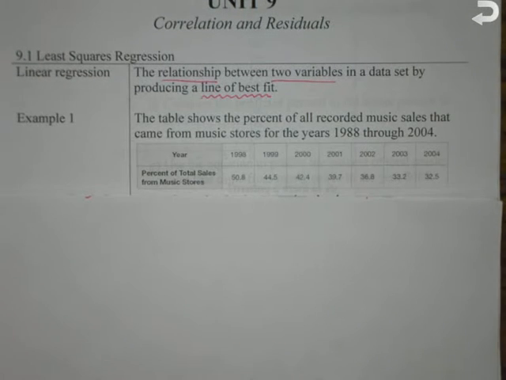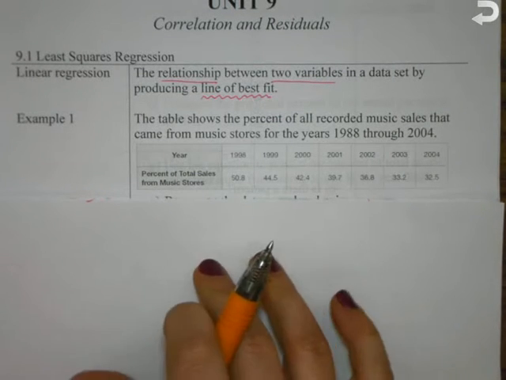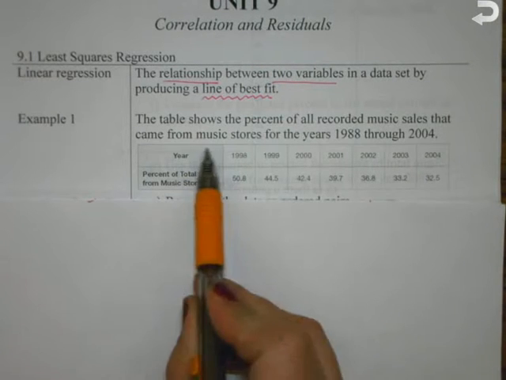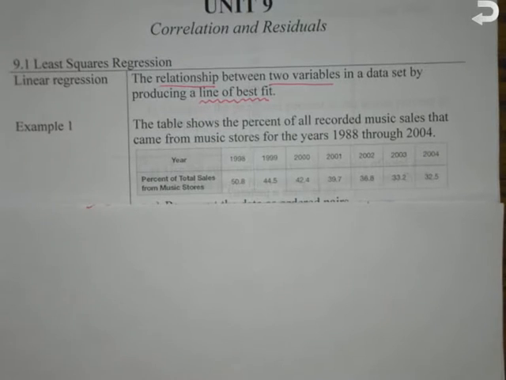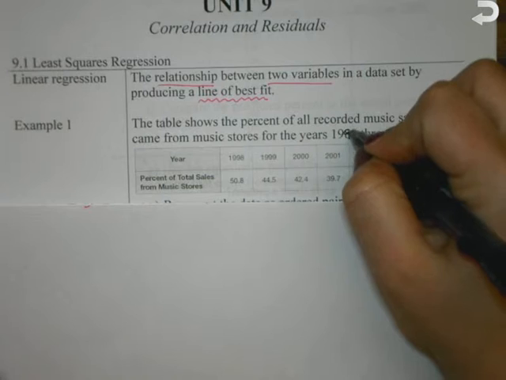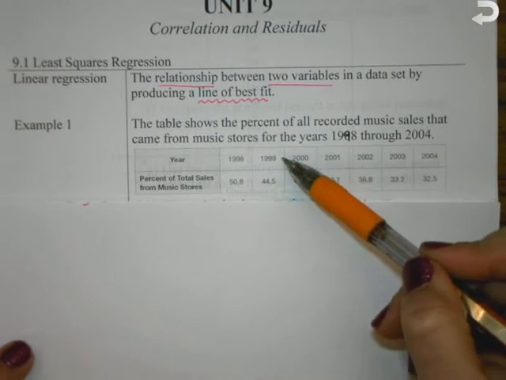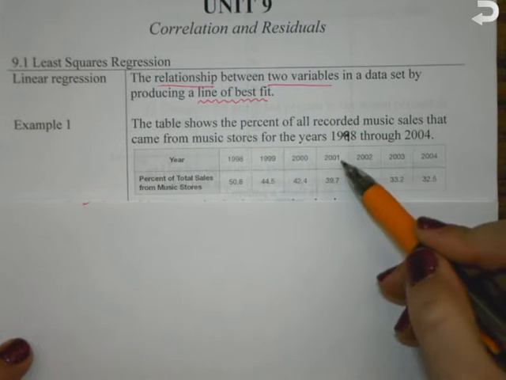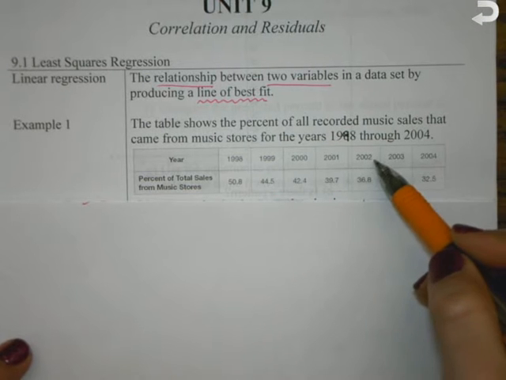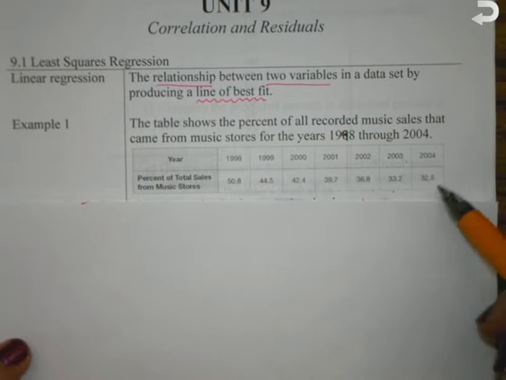Okay, so we're going to go straight into example. Example 1, I'm going to have you write down this table, and this table shows the percent of all recorded music sales that came from music stores in the years 1998 through 2004. So on our table we have 1998 was 50.8%, 1999 was 44.5%, 2000, 42.4%, 2001, 39.7%, 2002, 36.8%, 2003, 33.2%, and 2004, 32.5%.